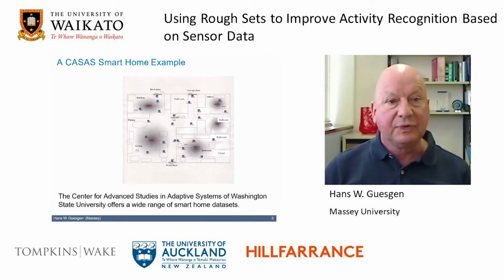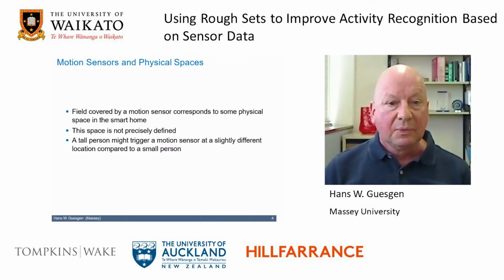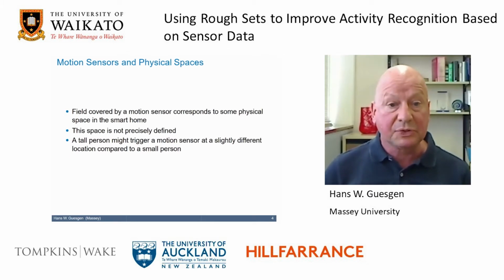Here's an example of a CASAS dataset, which we used in the evaluation of our approach. What you can see here is a floor plan of an apartment, and the little black dots on this floor plan signal sensors, in particular motion sensors. When we look at motion sensors, we can observe that they correspond to some physical space in the smart home. But this space is not precisely defined. A tall person, for instance, might trigger a motion sensor much earlier than a smaller person. So depending on the person, the space that is actually corresponding to a set of sensors differs.